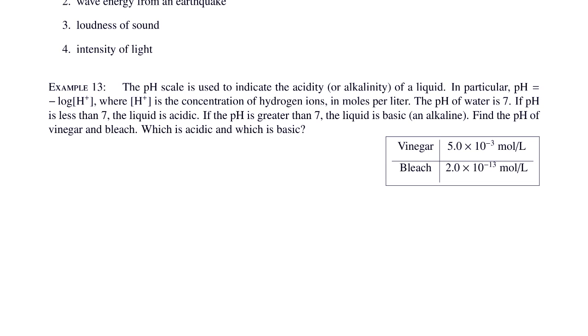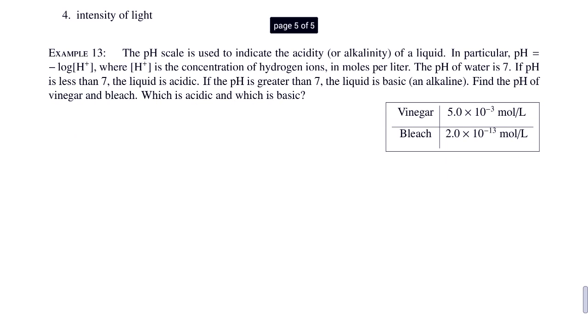If the pH is less than 7, then the liquid is acidic. If the pH is greater than 7, then the liquid is basic, or also called alkaline. Find the pH of vinegar and bleach, which is acidic and which is basic. So the formula for pH, and by the way, they use this for other things as well. You can also find pOH, the OH ion. But here, most of the time, they just use the hydrogen ion. So pH is negative common log of the concentration of hydrogen.